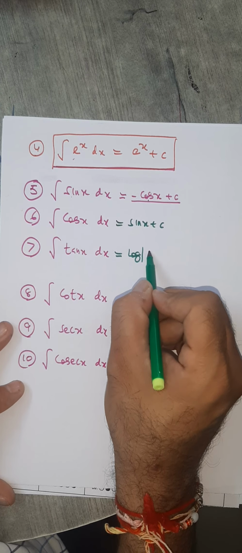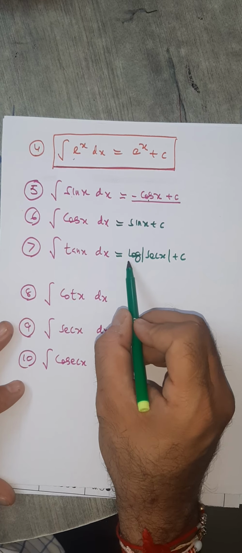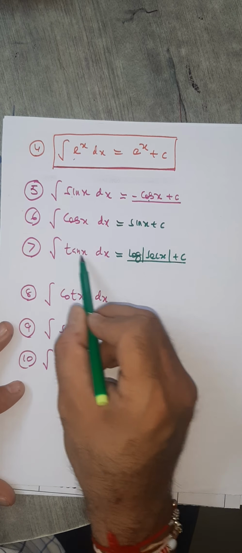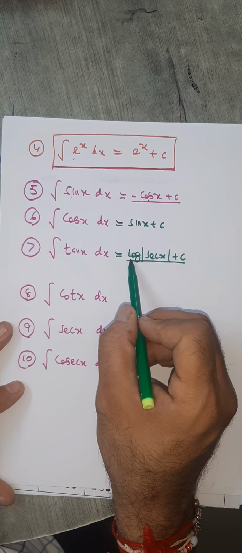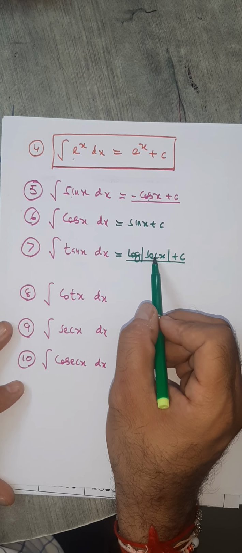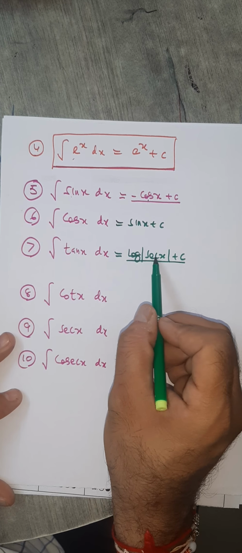The integral of tan is log of mod of sec x plus c. You differentiate this by chain rule, you will get exactly this. Modulus is always there whenever we have a log function as the answer of integration, remember. Don't forget to put this modulus. Why are we putting modulus?